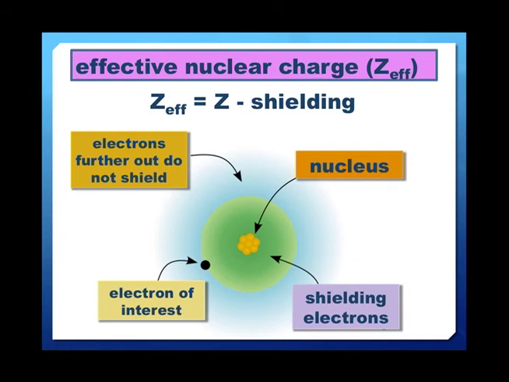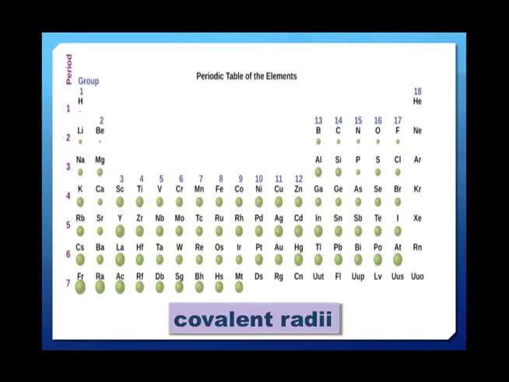Valence electrons do not shield as well as core electrons do, which is why Z effective increases as we move to the right along a period, which results in a contraction of the covalent radius. Looking again at all the elements at once, we should be able to slightly enhance our understanding of the periodic table.